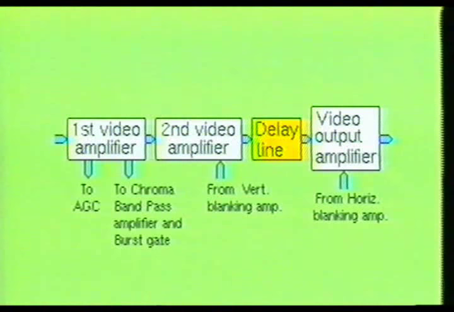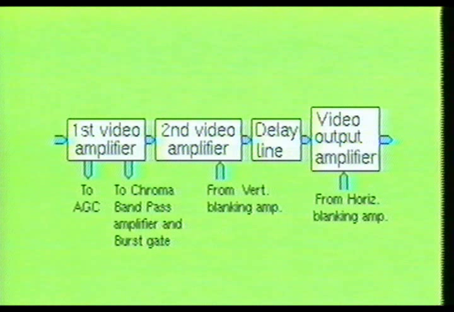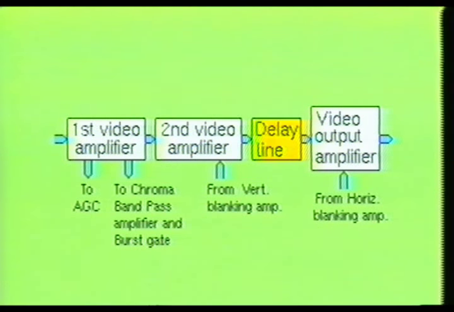The next part of the video image string is the delay line stage. The purpose of this stage is to delay the Y signal so that it arrives at the picture tube at the same instant that the color signal information arrives. This stage is necessary due to the fact that the Y signal has fewer stages to pass through than does the color signal.